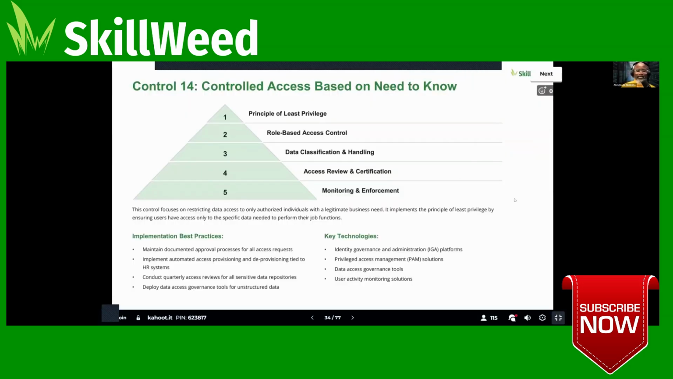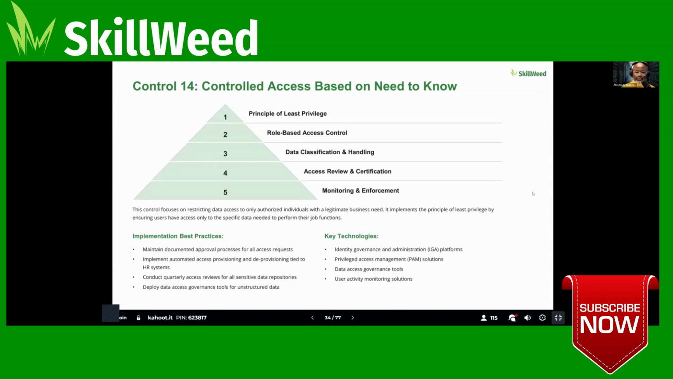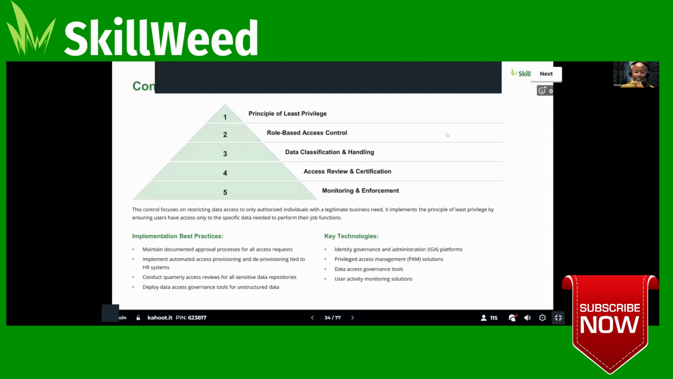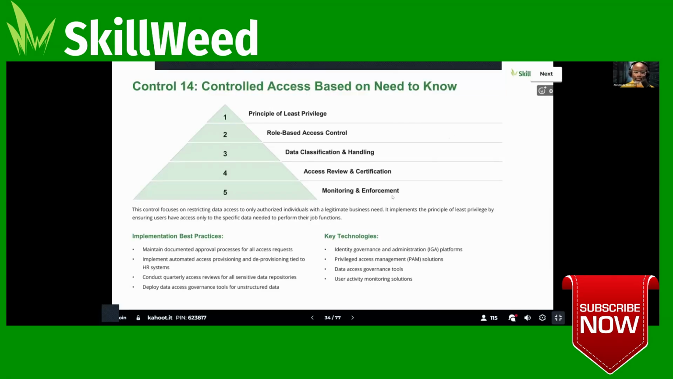Okay, let's go. 14. Control access based on need to know. All this is saying is that if you don't need the access, don't give the access. Simple. Don't give people access to what they don't need. Role-based access, give me access based on role, classify the data. For all the access we've granted, do we have a process to review and certify them? Then we monitor access. This is one of the biggest risks out there, access control. So it's a big one, but these are the key fundamentals around the controls there.